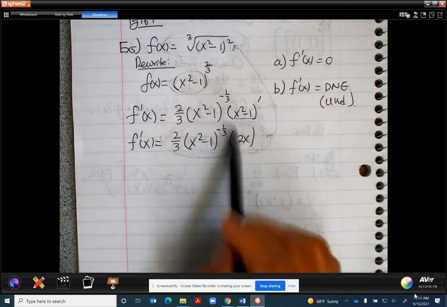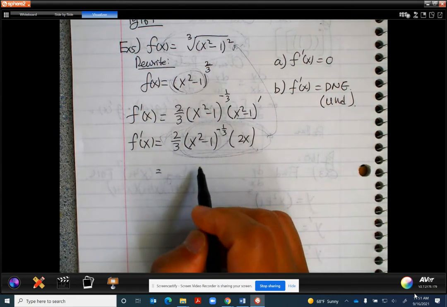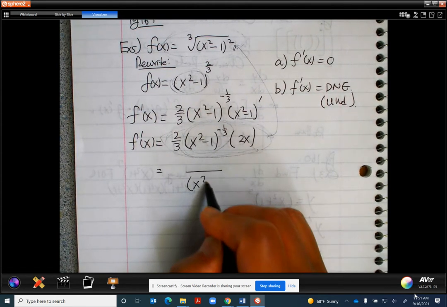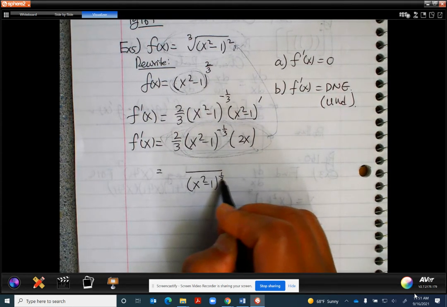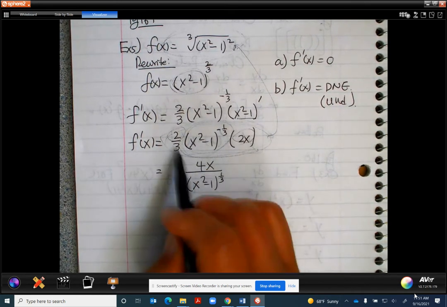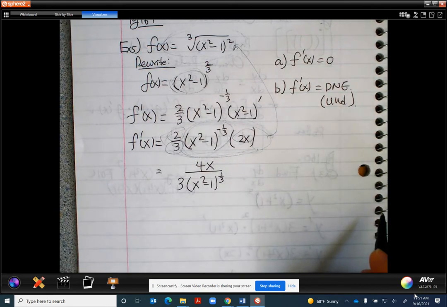What do I do with that negative exponent? Yeah, don't you have to put it on the bottom? So (x squared minus 1) to the 1/3. And then this is 2 times 2x, isn't that 4x? And this is a third, so you put 3. I hope you guys follow what I just did.